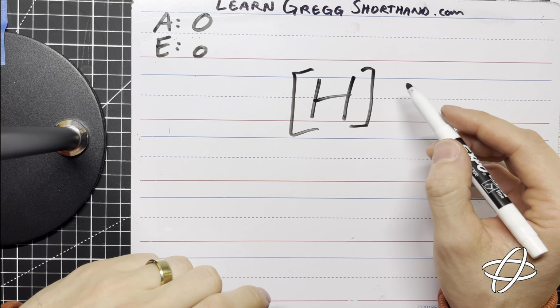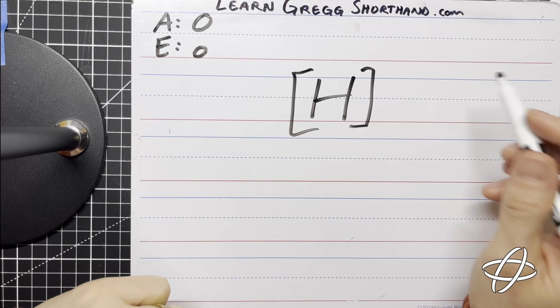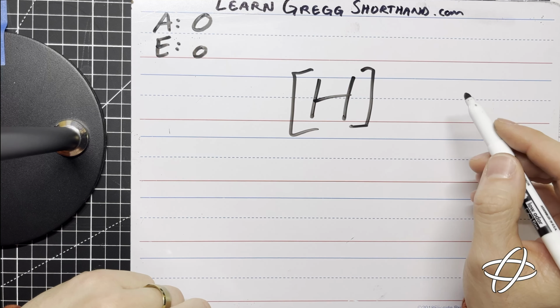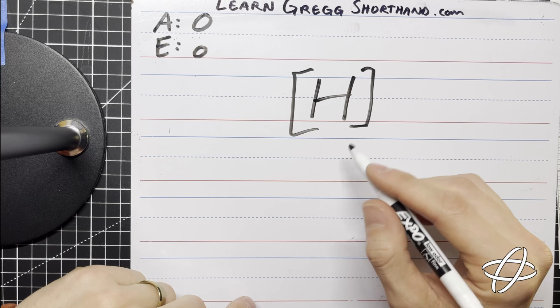Okay, the H. The H is interesting because it's not really a stroke, but rather it is a dot that is placed over a vowel sound. So, for example, let's take the word hack.